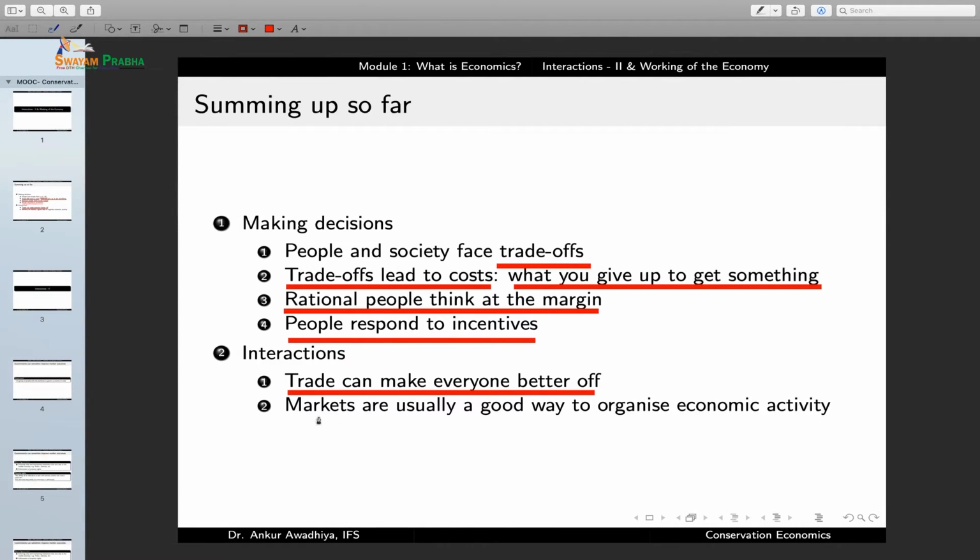Then we also saw that markets are a good way of organizing economic activity. Now, what is a market? A market is a place where buyers and sellers come together, and there is a democratized decision making. So everybody is making his or her own decisions based on his or her own benefits.